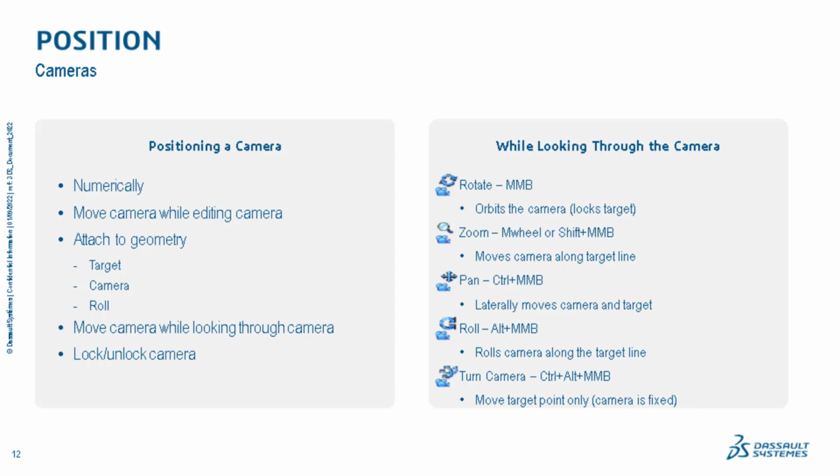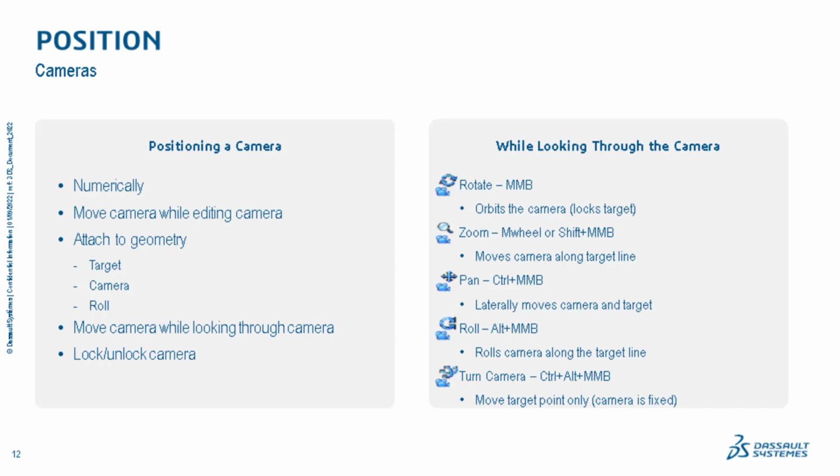You can attach a camera to geometry, and the things that you can attach are the target, so what the camera's pointing at, the camera itself, and then also set the role of the camera. And we'll look at an example of that in a bit. You can move the camera while looking through the camera, and that's different from when you're editing the camera, and we'll see that. And of course, you can lock and unlock cameras so that when it's locked, you can't actually change its position while looking through the camera.